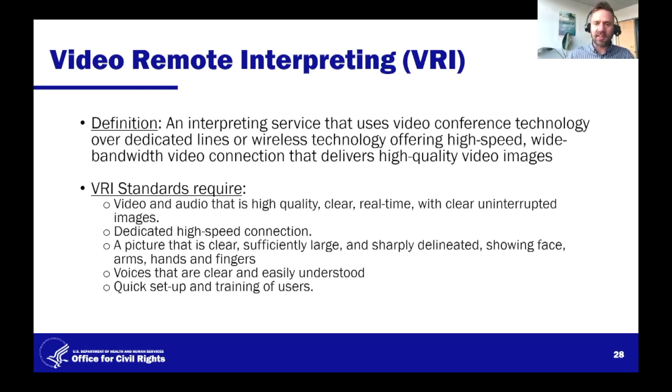OCR noted in our investigations that we were receiving many complaints about technical issues diminishing the quality of interpretation provided through VRI technology. In response to these concerns, OCR promulgated standards for video remote interpretation as part of the 1557 regulation.